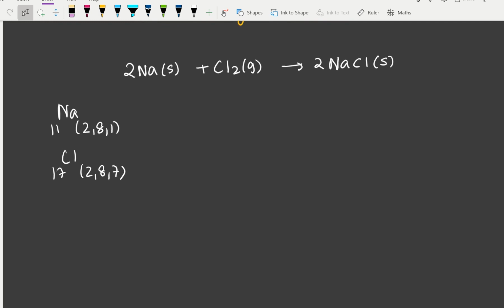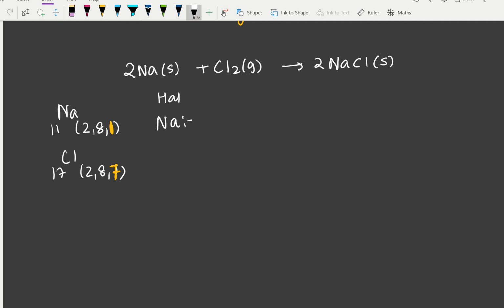As you can see to the left, I've written the electronic configurations for sodium and chlorine, which are 2,8,1 and 2,8,7 respectively. So the sodium will be happy to lose this one electron, while chlorine will really want to take that one electron to complete its octet. By losing one electron, sodium is able to complete its octet, and by gaining that one electron, chlorine is also able to complete its octet. So now what is happening exactly?